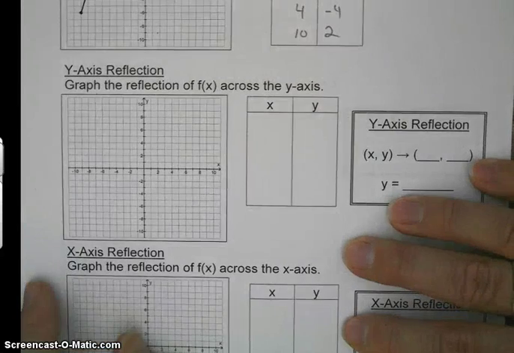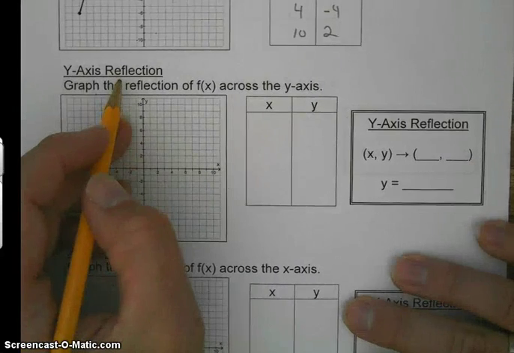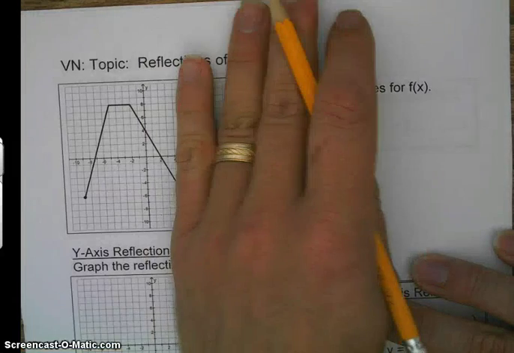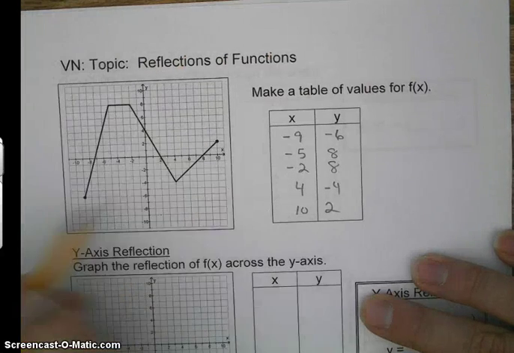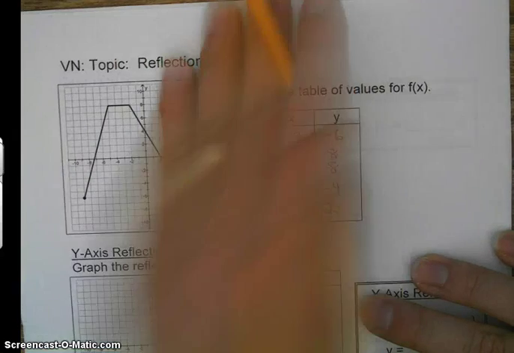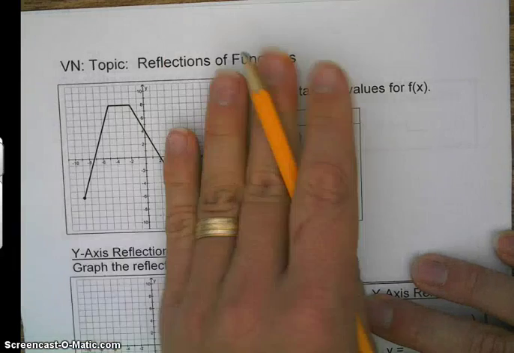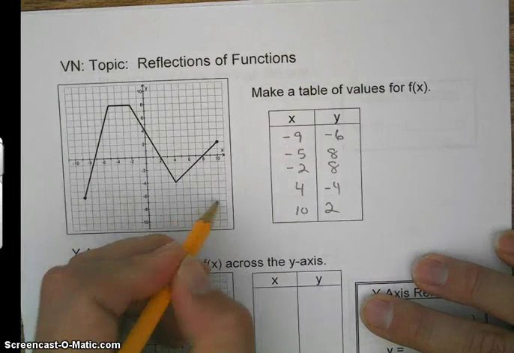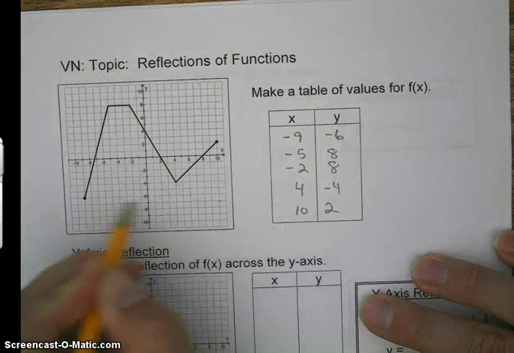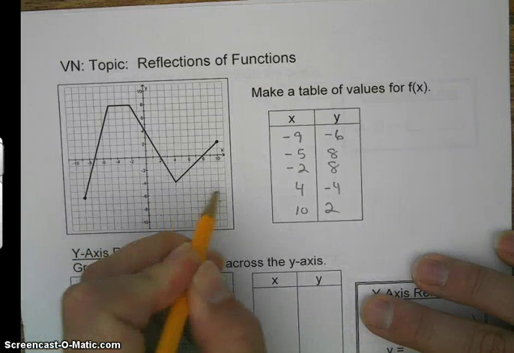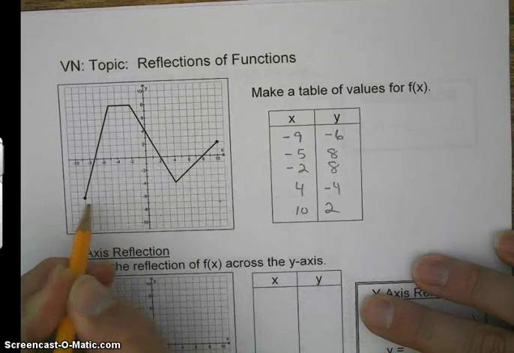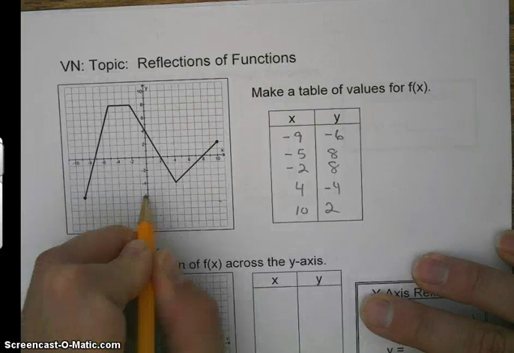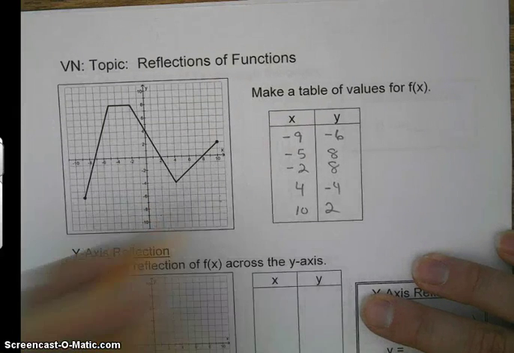Now, doing a y-axis reflection. So basically, we're flipping the function over the y-axis. So this portion will end up over here. This portion will end up over here. So notice that when this moves over here, the y value doesn't change. Okay, but the x value does change. So if this point is 9 units to the left, now it would be 9 units to the right.